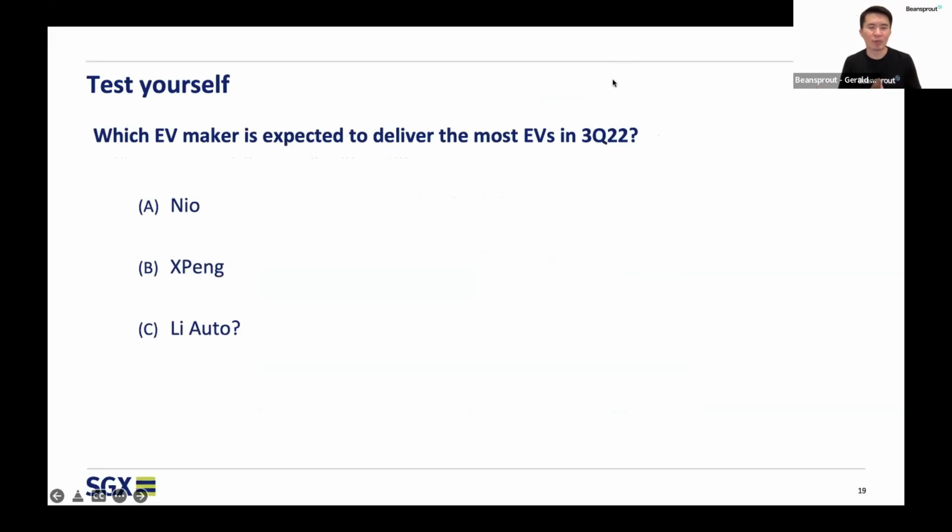Okay, so with that, we will actually have a short quiz. We talked about the delivery schedule of different EV manufacturers earlier, and what is the company forecast into the third quarter of this year. The question is, which EV maker is expected to deliver the most EVs in the third quarter of this year? A would be NIO, B, Xpeng, and C, Li Auto. Okay, so I'll just leave you some time. Okay, it's restricted to these three choices. I see an answer which is BYD. For the sake of today's discussion, we'll just limit it to these three options.